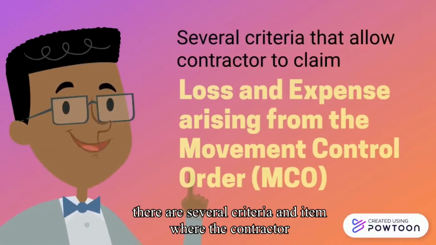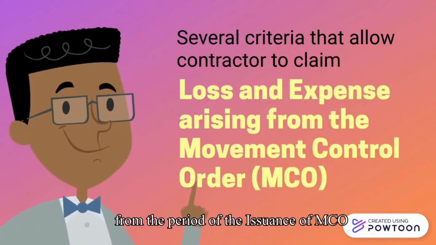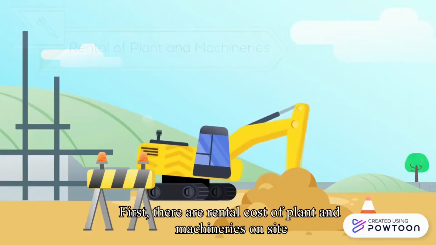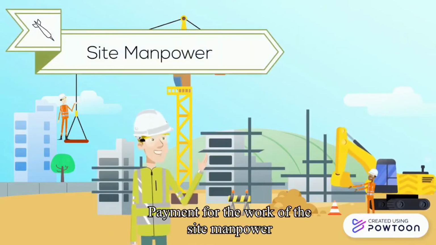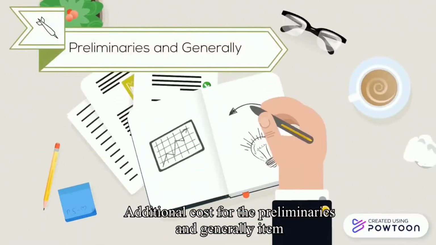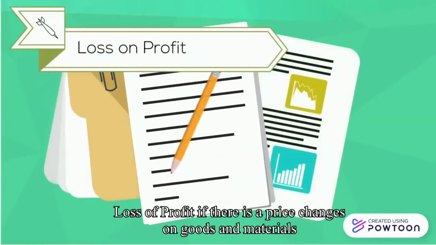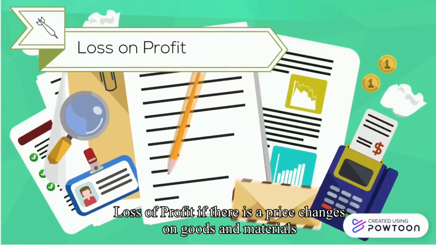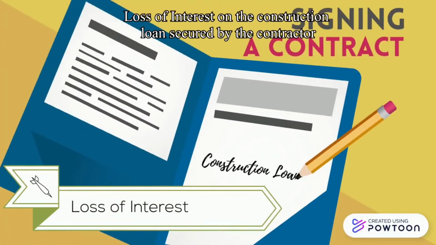There are several criteria and items where the contractor may be eligible to claim for the loss and expenses that have been suffered from the period of the issuance of MCO. First, rental costs for plant and machineries on site. Payment for the work of the site manpower, additional costs for the preliminaries and general items, costs in maintaining his office operation including the rental of premises, loss of profit if there are price changes on goods and materials, and loss of interest on the construction loan secured by the contractor.